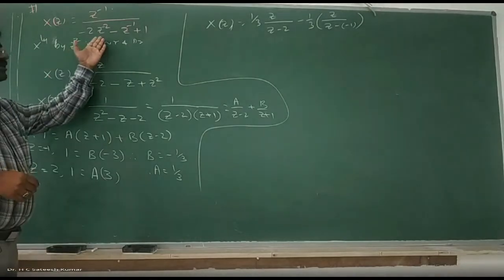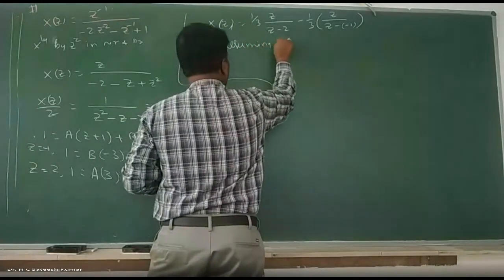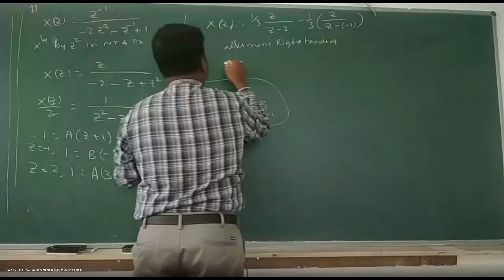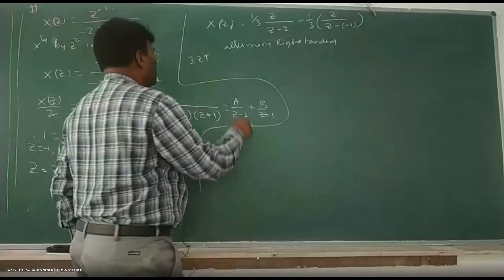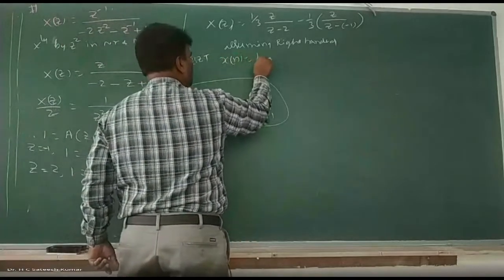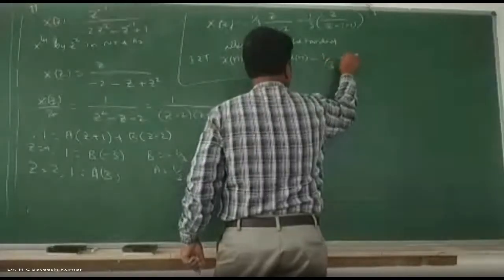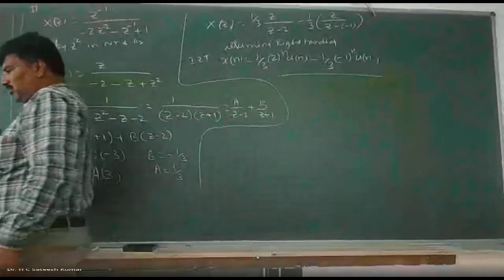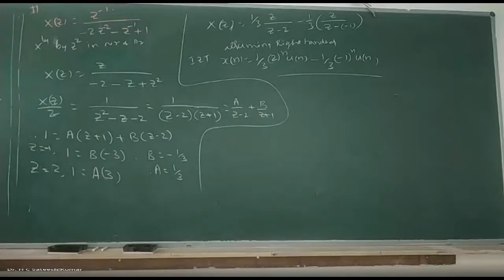Since the ROC is not given, assuming right-handed. In the examination, if he has not given the ROC in the question, in such a situation, assume right-handed, because right-handed is the easy one. That's why I'm assuming it. Inverse transformation of it is x of n is equal to 1 by 3 into 2 power n into u of n minus 1 by 3 into minus 1 to the power of n into u of n. That's how we should do it. And since it's assumed, no need to write the ROC and sketch the ROC, right? So this is another problem we have seen in one of the examinations.